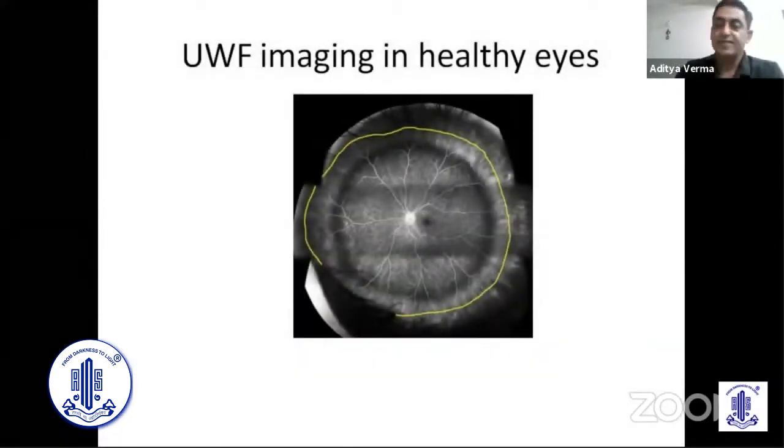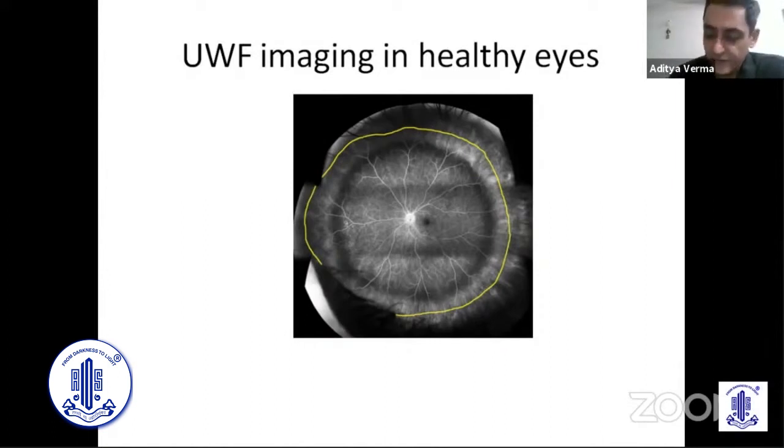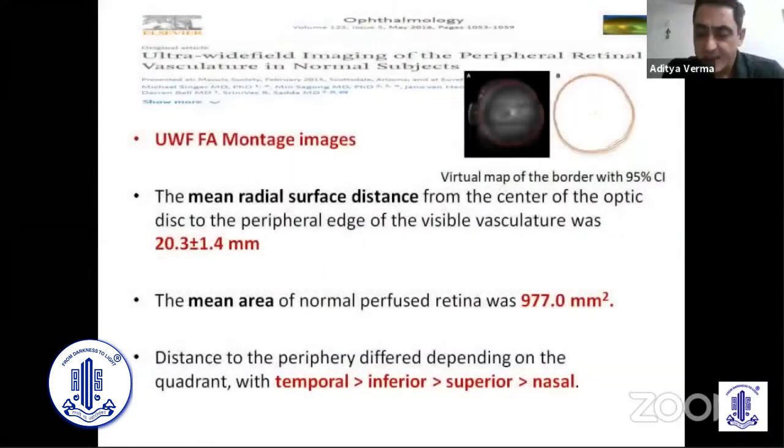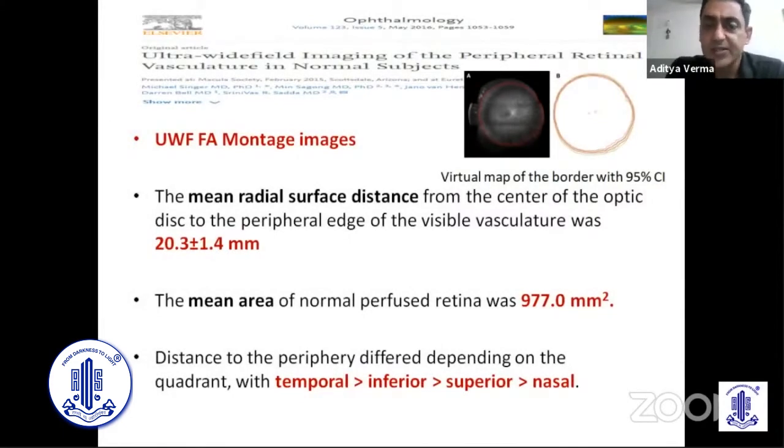Now, so far we have discussed the diseased eyes. Unless we know the normal, the diseased eyes cannot be analyzed. So I wanted to see exactly how many publications have evaluated normal eyes. One study by Dr. Michael Singer analyzed the fundus fluorescein angiogram ultraviolet field technique of the peripheral retina in normal healthy subjects.